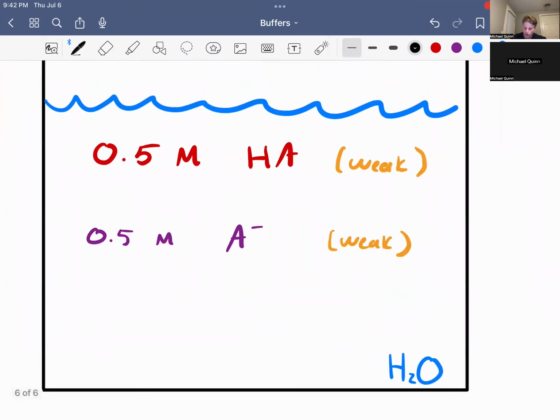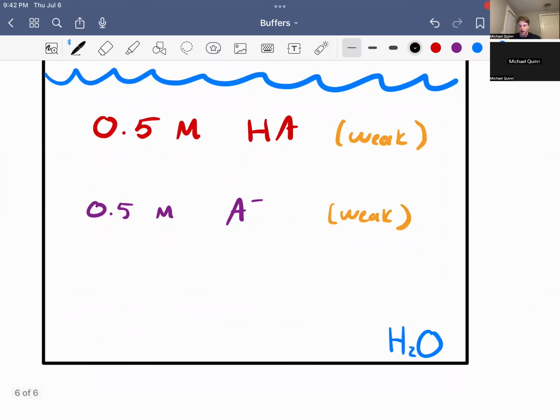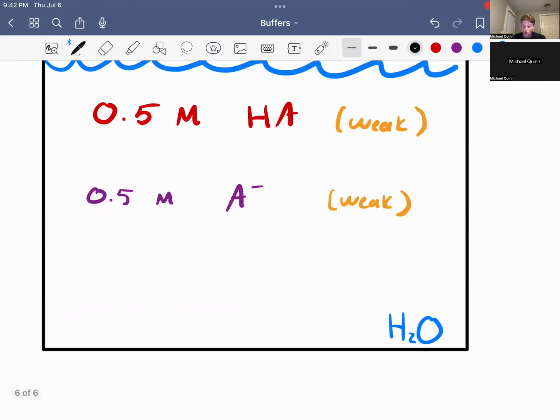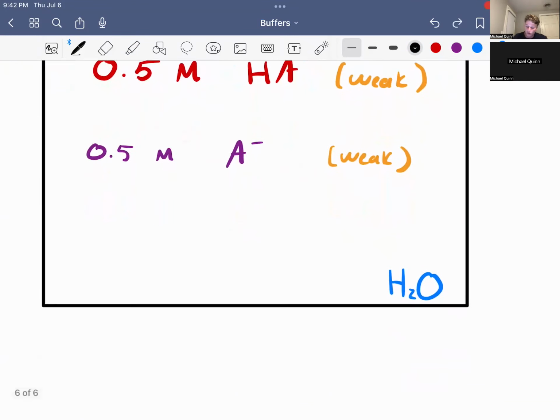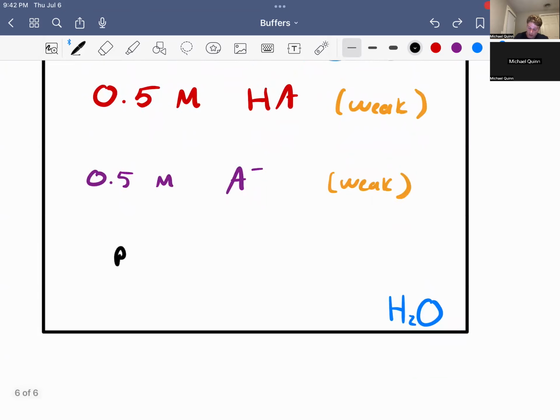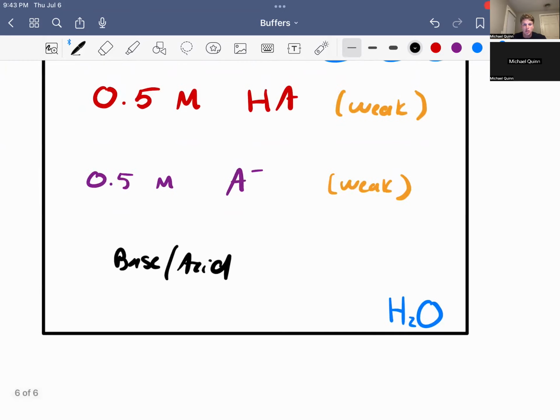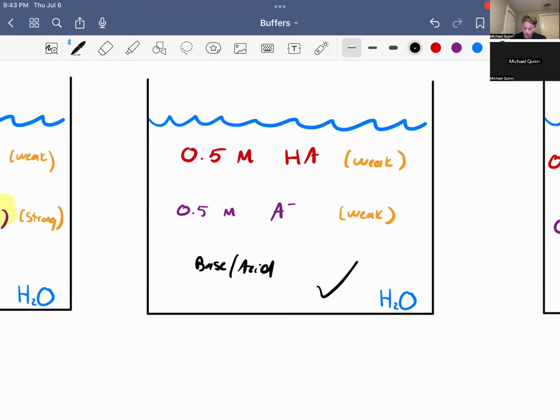In this case, we have 0.5 molar HA and 0.5 molar A minus. This isn't a titration. This is simply 0.5 molar of a weak acid and its conjugate base. So we know it's weak right here. So that meets the requirement of a buffer. The ratio is going to be 1 to 1. So base to acid will be 0.5 over 0.5, which is 1, which meets our requirement. And both these concentrations satisfy rule number 3 of meeting a buffer. So this is a buffer.